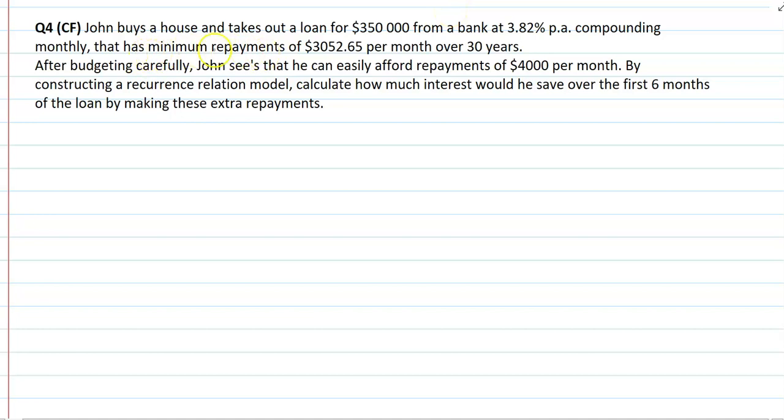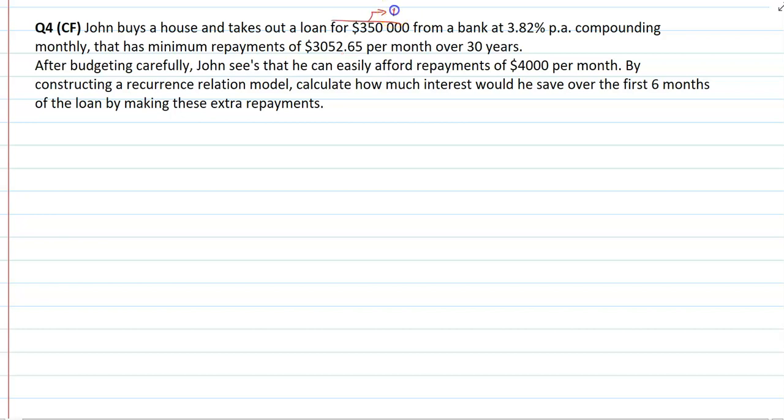And you notice it says minimum repayments because most banks give you the option of making extra repayments. The next part says, after budgeting carefully, John sees that he can easily afford repayments of $4,000 a month. We need to construct a recursion relation model and calculate how much interest our friend Jono will save over the first 6 months of a loan by making these extra repayments.